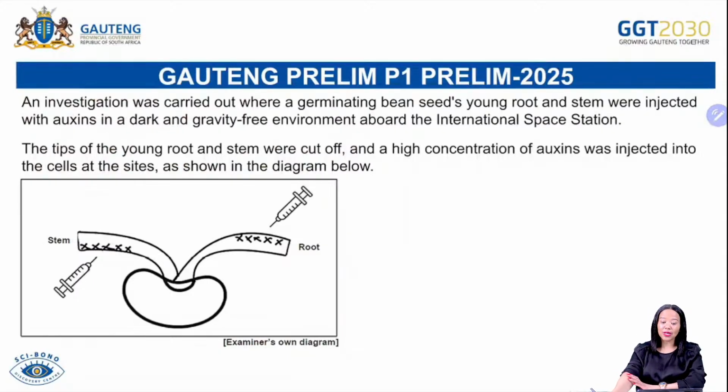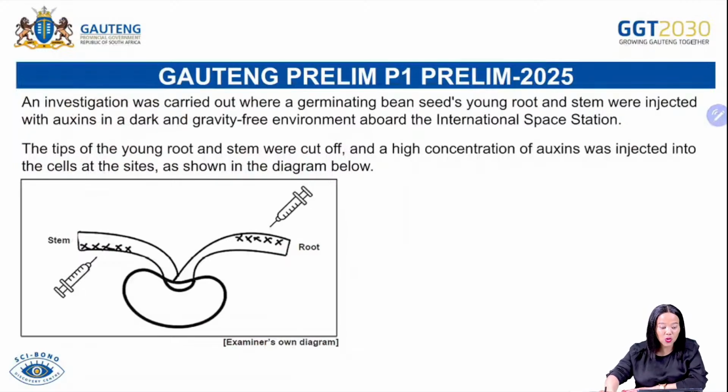Now let's have a look at another investigative question. This investigation question was part of your 2025 prelim examination paper 1, and it was one of the questions that was poorly answered. Let's go through this investigation question. It says here, an investigation was carried out where germinating bean seeds, young roots and stems were injected with auxins in a dark and gravity-free environment aboard the International Space Station.